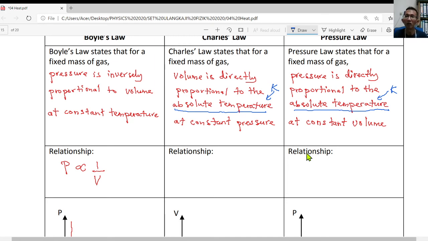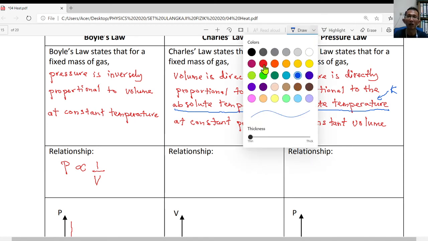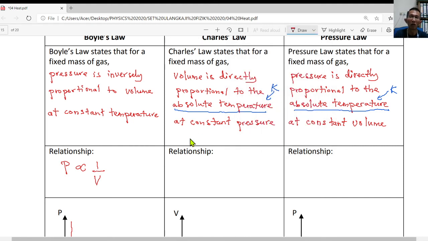So if you recall in Form 4, I did mention that only in gas law, the temperature, you must use Kelvin. You cannot use degrees Celsius. You must use Kelvin to solve problems involving gas law. All right, let's continue our discussions. So here it says that volume is directly proportional to the absolute temperature. So I can write volume is directly proportional to temperature.